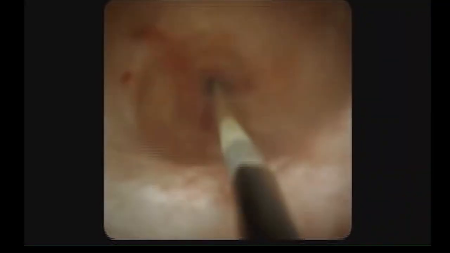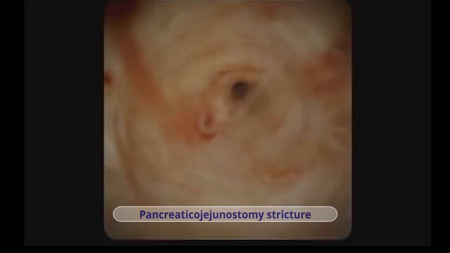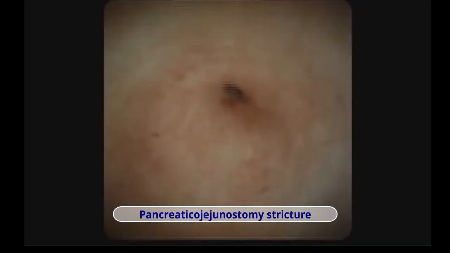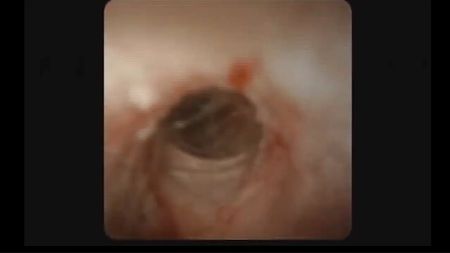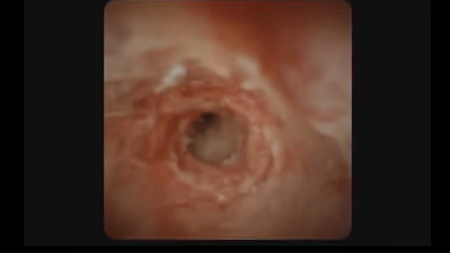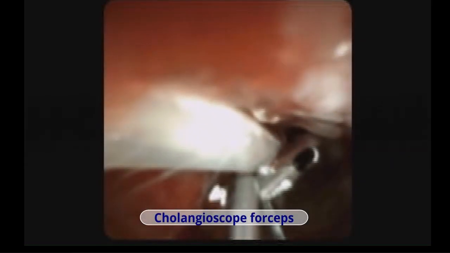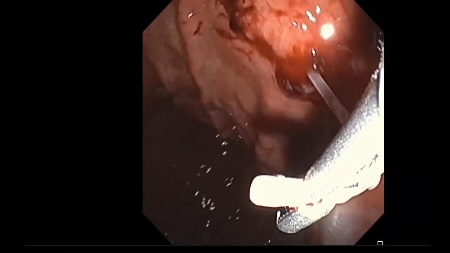A cholangioscope was then advanced over the guide wire. The pancreatico-jejunal anastomotic stricture was noted. As the cholangioscope was removed, we noted the migrated pancreatic stent. The stent was grasped with cholangioscopic forceps and removed completely from the pancreatic duct through the scope.